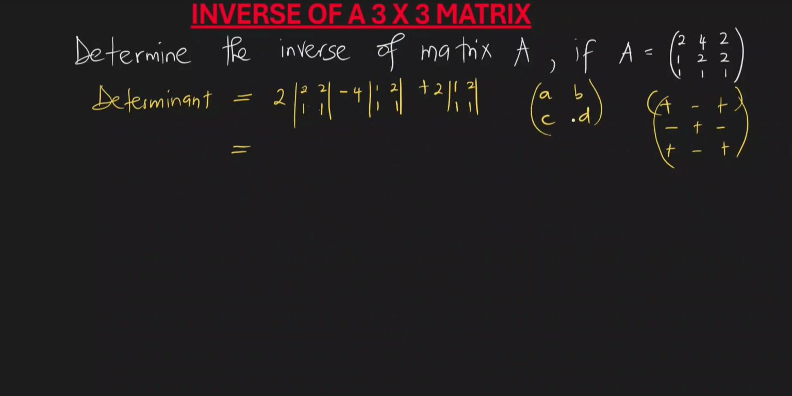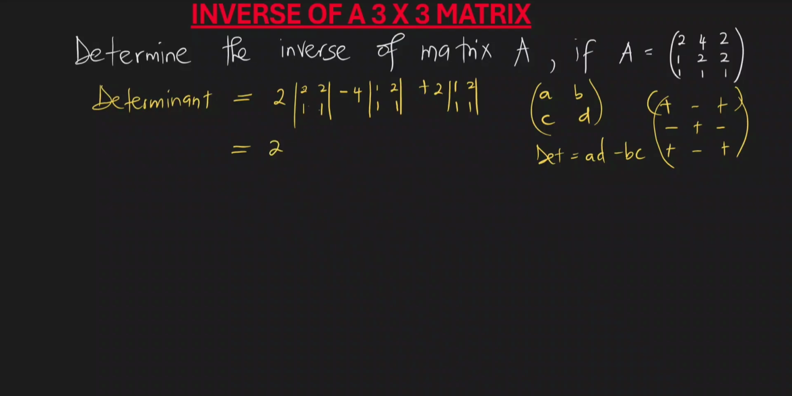When you are determining the determinant of a 2 by 2 matrix, I hope you know how to do it. If you don't know how to do it, you can check my videos. The determinant is AD minus BC, which means A multiplied by D, subtract B multiplied by C. So in this case, let's take the first part. Our A is 2, our B is 2, our C is 1, our D is 1.